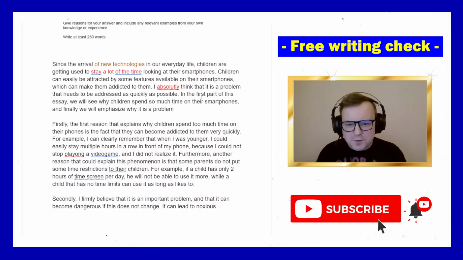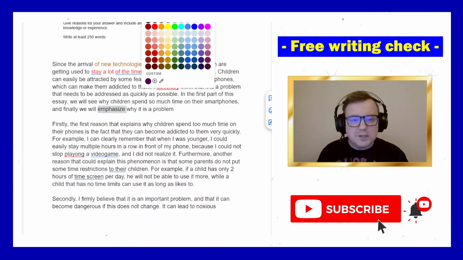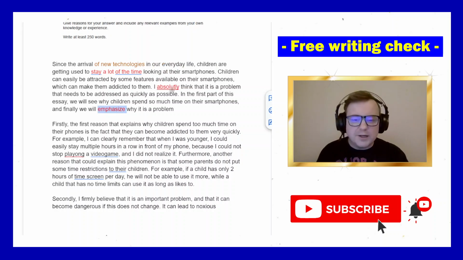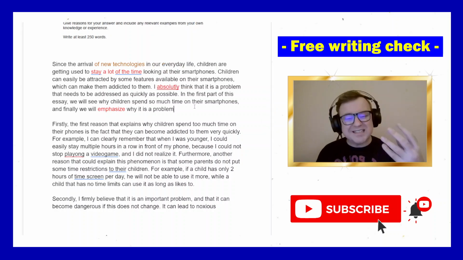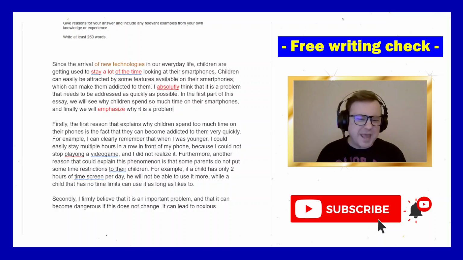"In the first part of this essay, we will see why children spend so much time on their smartphones, and finally we will emphasize why it's a problem." I don't know if emphasize is the right word here. You're going to explain why it's a problem. You're going to explore why it's a problem. You're going to discuss why it's a problem, but I don't know about emphasize. It seems like a strange word choice. But okay, the introduction, we get some background information, not perfectly academic in style, but we also know the candidate's position and what they're going to talk about.